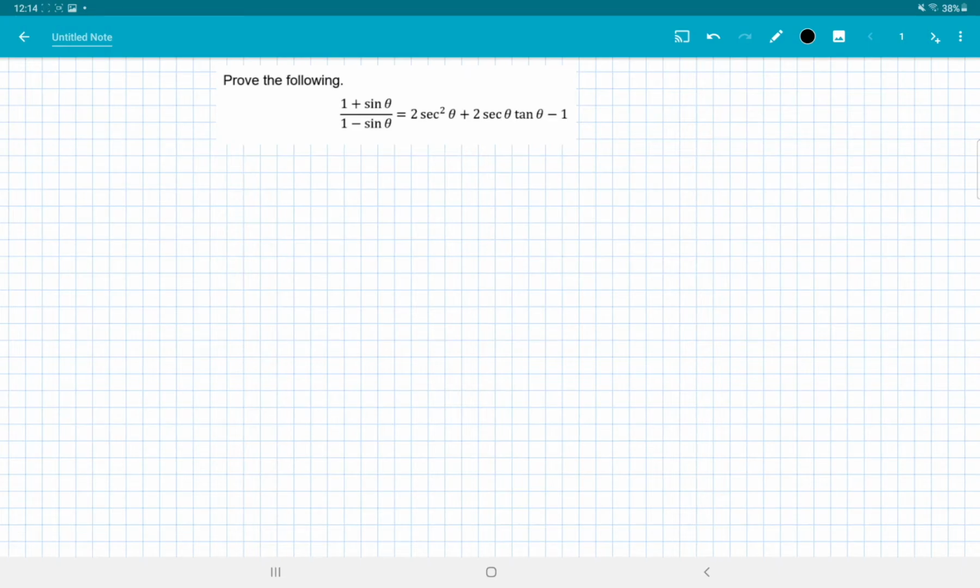You can see the left side is already in sine format, so we won't touch that for now. We'll put a pin in that, which is totally fine. So let's work on the right side. 2 secant squared theta. We know that secant squared theta is the same as 1 over cosine squared theta. So we can just rewrite this entire thing as 2 over cosine squared theta. Okay, plus 2 secant theta tan theta.